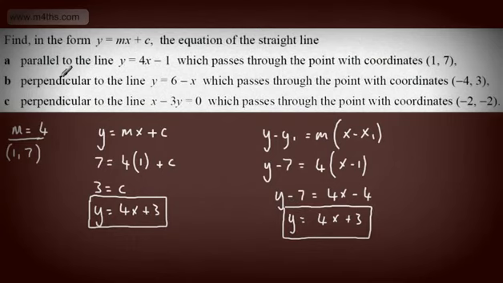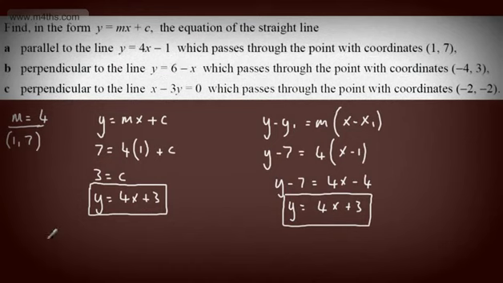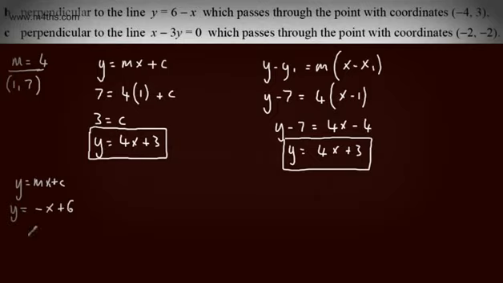Okay, we need the perpendicular now to the line y is equal to 6 minus x, which passes through the coordinates negative 4, 3. Okay, so let's just rearrange this. Let's put this in the form y is equal to mx plus c. So on this one, what we've got now is y is equal to minus x plus 6. Therefore, the gradient of the perpendicular is going to be positive 1. So what we'll have then is m1 is going to be equal to minus 1. Therefore, m2 is going to be equal to positive 1.